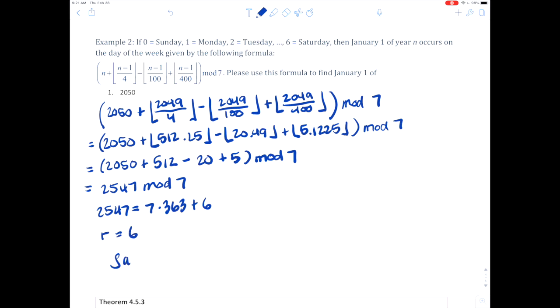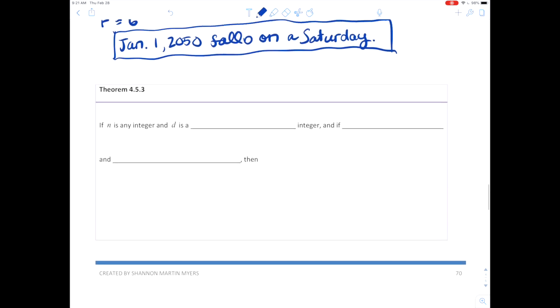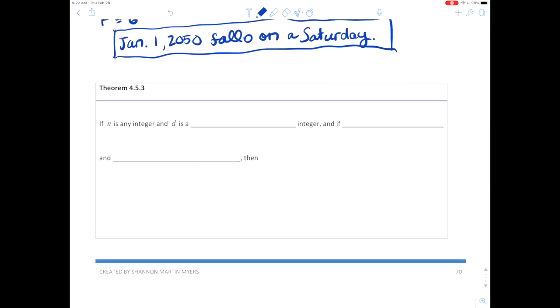And so just like we found out before, we'll get our conclusion nicely. January 1st of 2050 falls on a Saturday. So that seems to me to be a bit more of a streamlined process of solving that problem. Okay, so here's another theorem with associated proof.